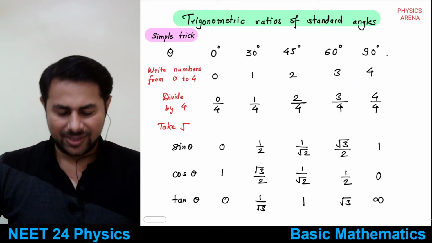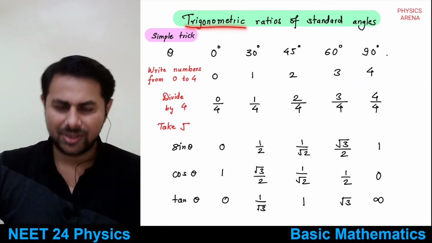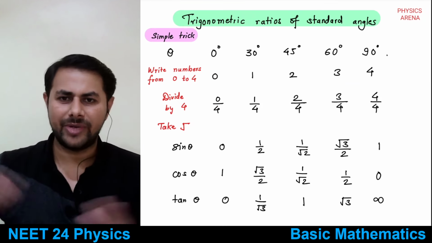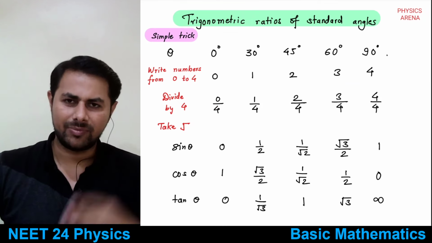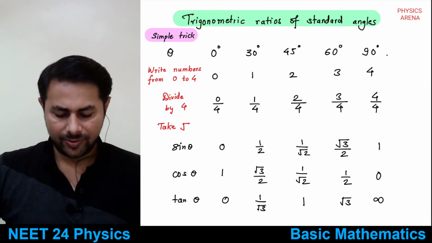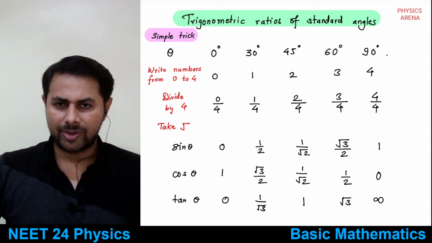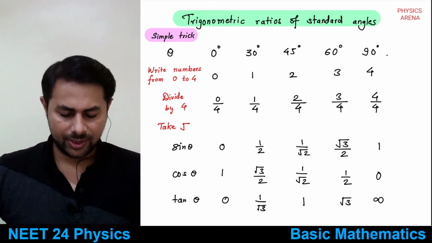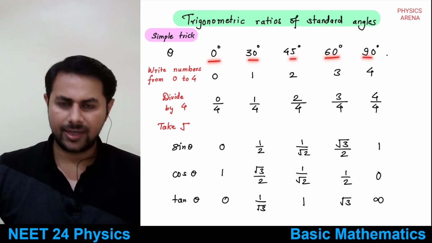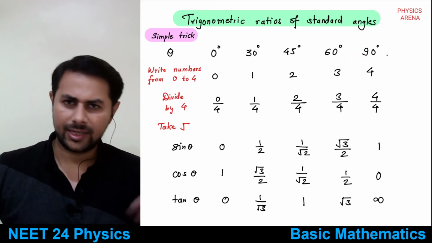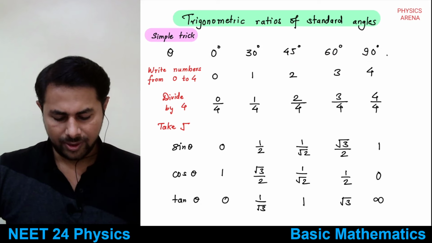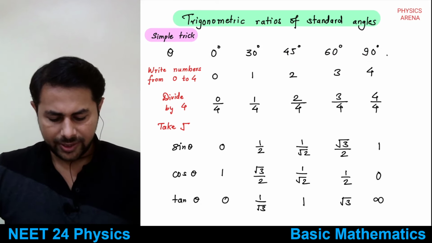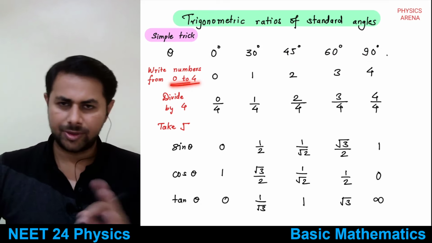After that, you need to remember the trigonometric ratios of some special angles. Why? Because they will come again and again. There is a trick to remember these ratios. We'll see that trick. So what are those angles? 0 degrees, 30 degrees, 45 degrees, 60 degrees and 90 degrees. These keep on coming again and again. So the trick is to write down the numbers from 0 to 4.